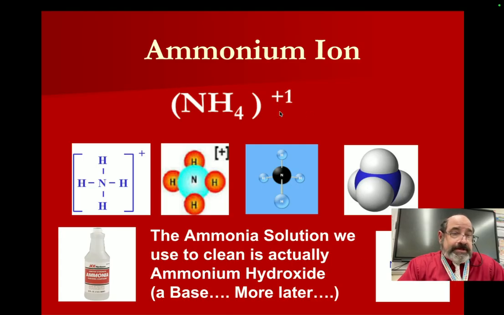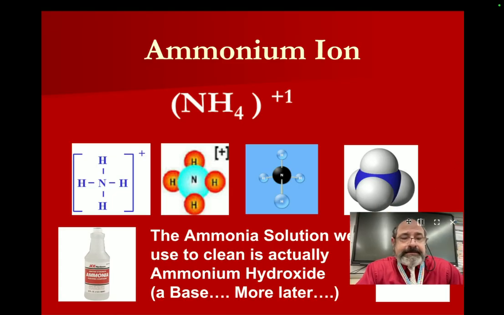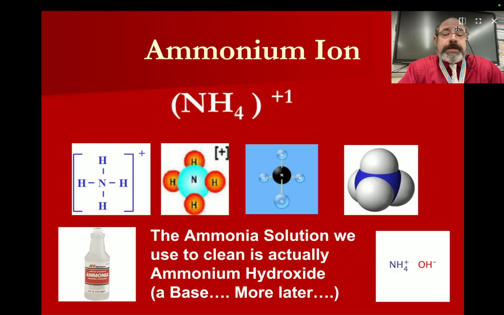Here's ammonium, the +1 ion. Now, of course, I'll slide up here so you can see. Where am I? There I am. Here it is, NH4. It's a +1. Here's this ball and stick model. Like, ooh, it's a tetrahedral. Yes, it's got 4 things around it. Yes, tetrahedral.